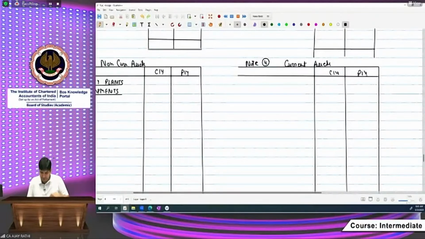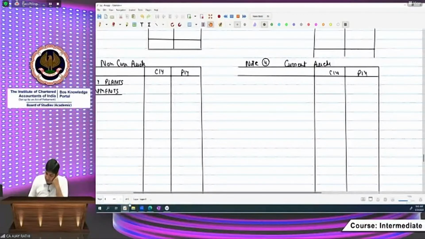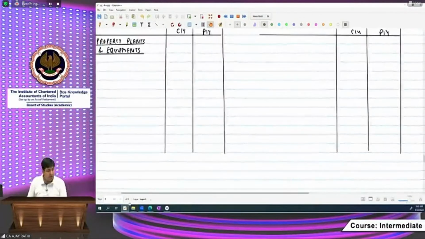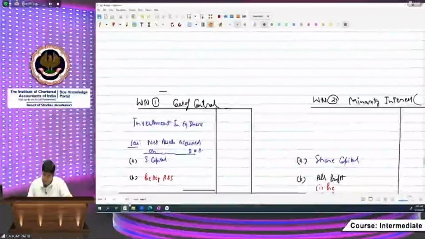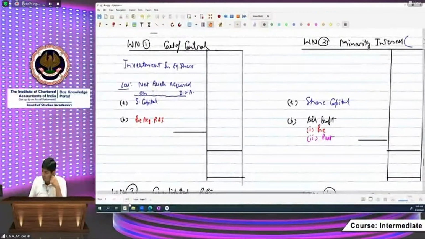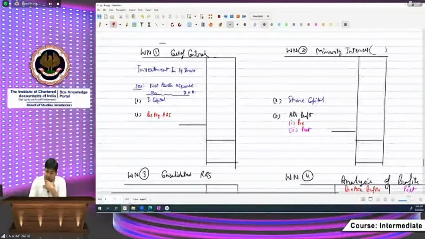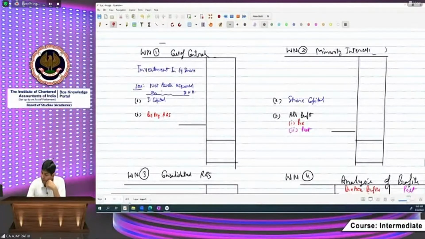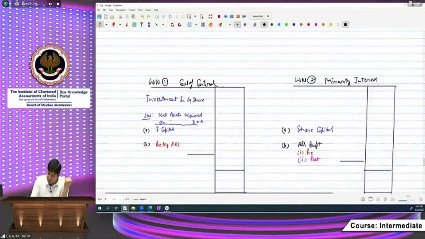Very good, Manoj. And after that, we are now moving to the working notes. Of course, cost of control, beta. I have already prepared the format so that we can save our time. During the break, I have prepared this format. Working notes are there, so give a heading there, working notes.